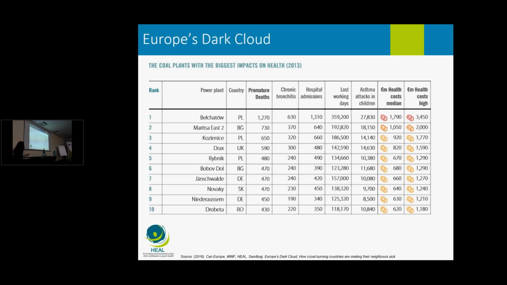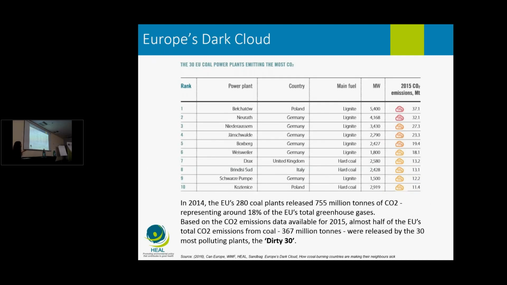And we can see, in the first place, also coal plants from Bulgaria, Poland, and the UK in the first five places. But there was also a summary of the 30 biggest emitters of CO2. Again, in the first place, and then Germany, the United Kingdom, Italy, and again Poland.